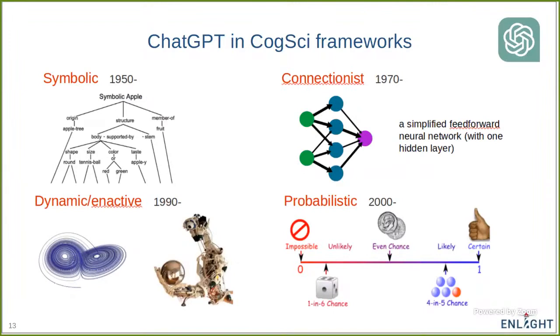So when we go back to ChatGPT in the context of cognitive science, we can say that ChatGPT has something to do with the symbolic framework because it's trained on words and corpora, which are actually symbols. But it is also related to connectionism because it uses huge neural networks to learn the relationships between these words. And last but not least, it also has something to do with the probabilistic framework because it computes probabilities and likely continuations or predictions. What's missing is the dynamic, enactive part. In other words, something that could be related to grounding.